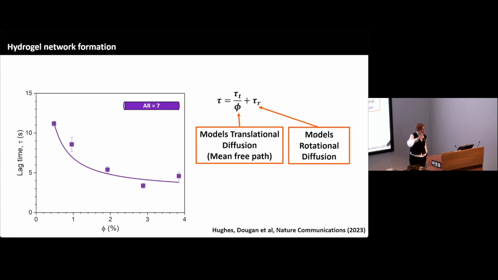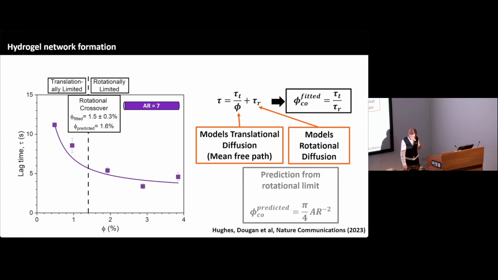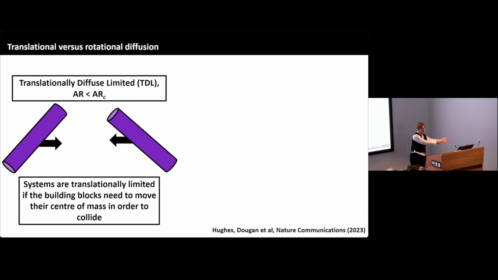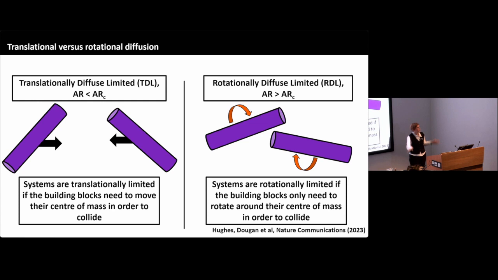Okay? You can think of the crossover between those, and you can think of what that would be if you simply modeled this as a simple rod. And just in a little bit more detail, the translational diffusion describes moving the center of mass from here over to the far side. The rotational diffusion, all you need to do is wobble or rotate that center of mass. You don't need to go anywhere. You just need to do this.